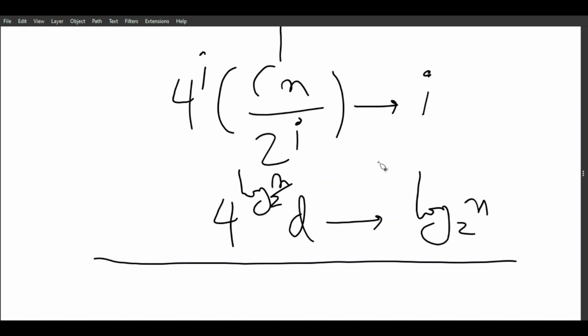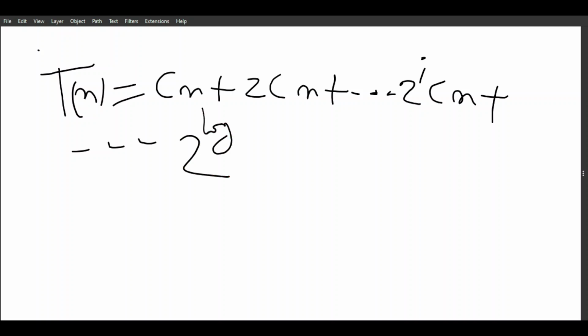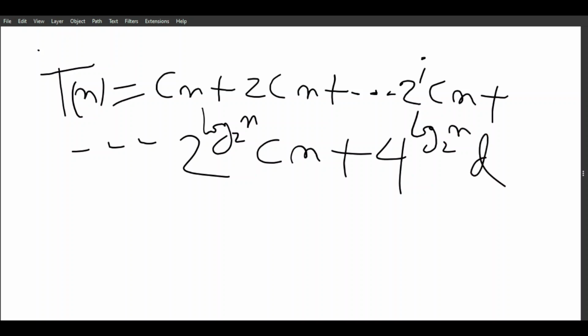So Tn we can write, Tn is equal to, just take the sum, first level Cn, then 2 Cn, it is geometric series, general term is 2 power i Cn, continues up to just before the leaf we have 2 power log of n with base 2 Cn, and final term is 4 power log of n with base 2 D. So this is a geometric series, you can easily find the sum.